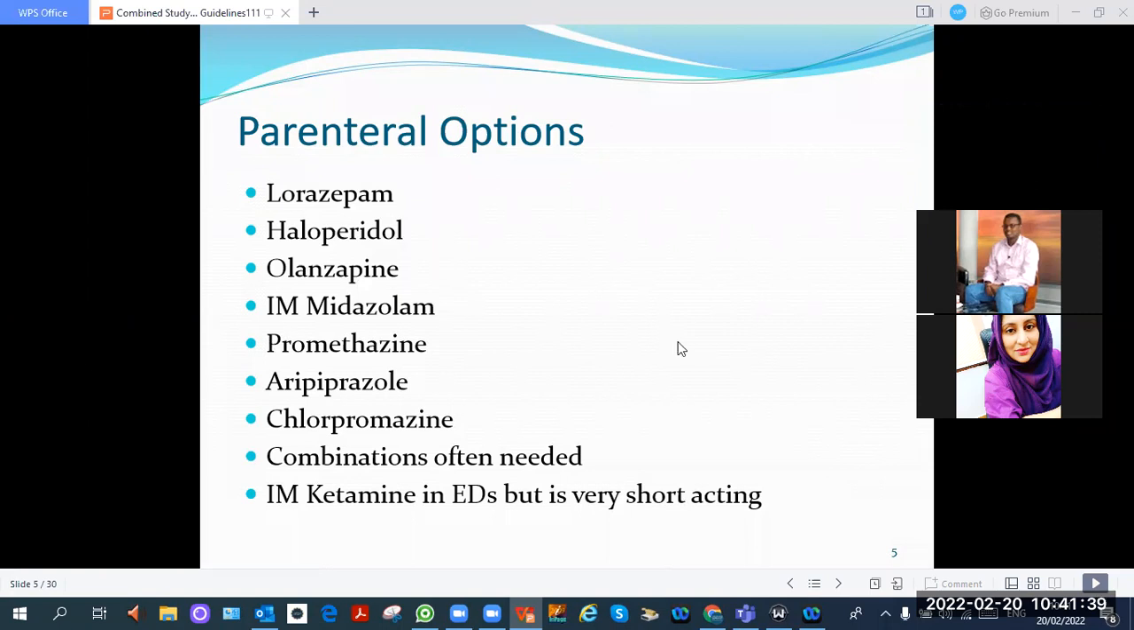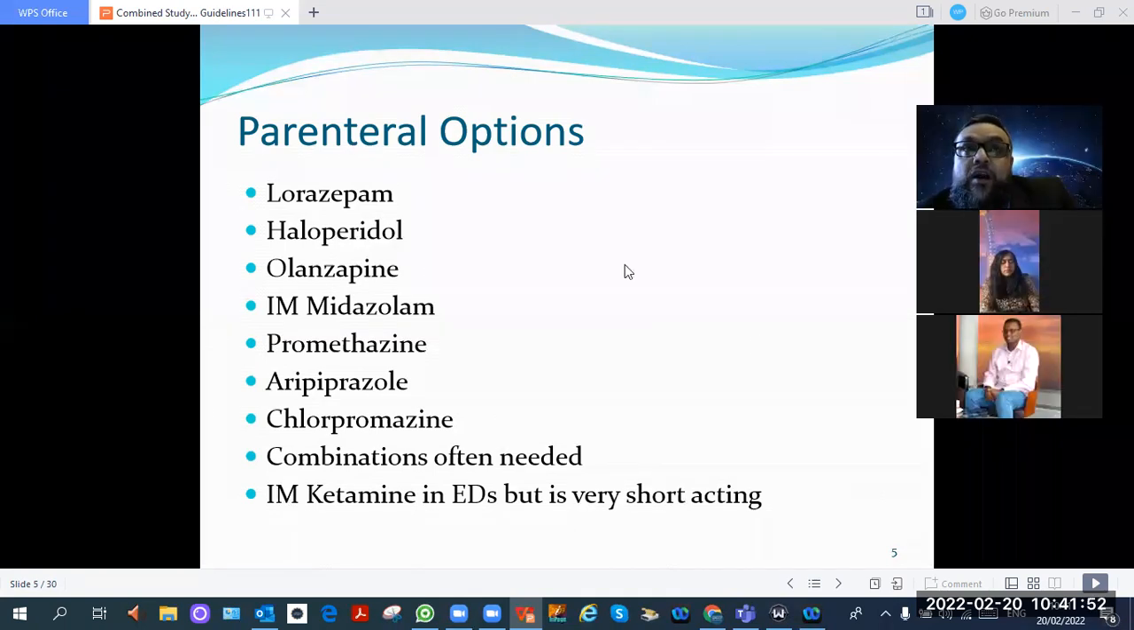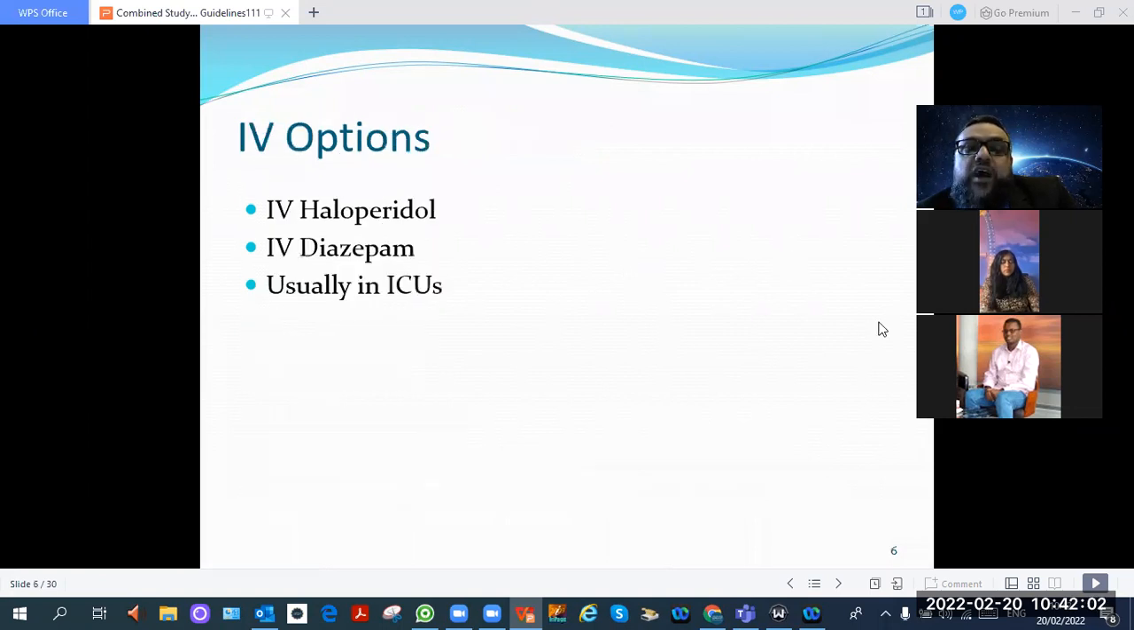IM ketamine can only be given by medics, usually in the operation theaters, or in ICUs, or in medical wards with all the facilities present, but not otherwise. Then the IV options: IV haloperidol, again used by intensivists, and they have all the right to use it because they are monitoring everything there and then. ECG is displayed on their monitors, so they can use it.